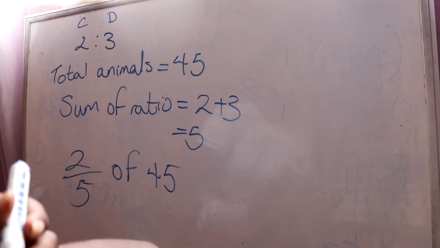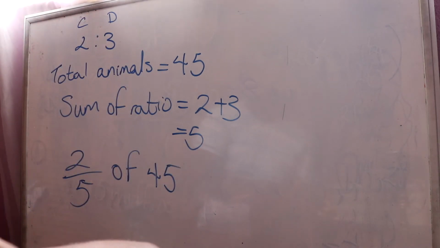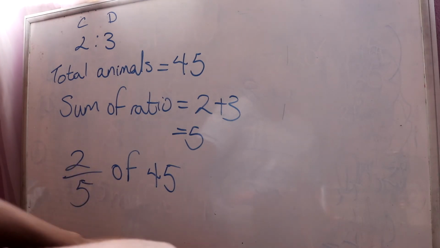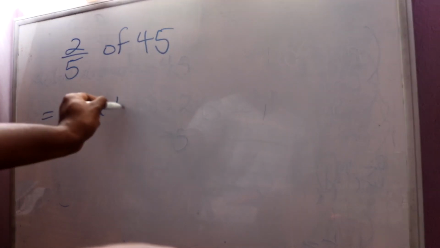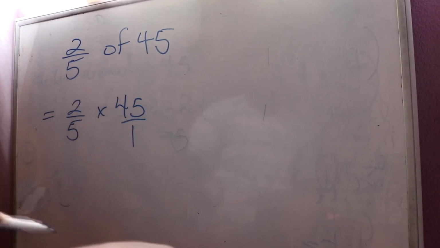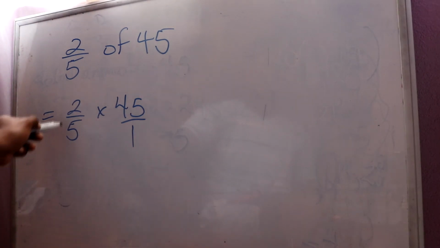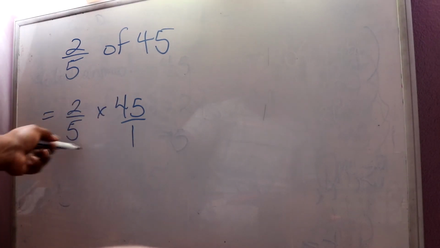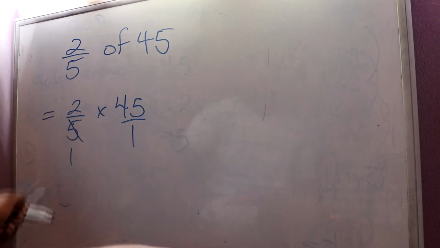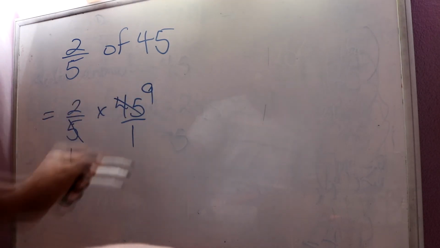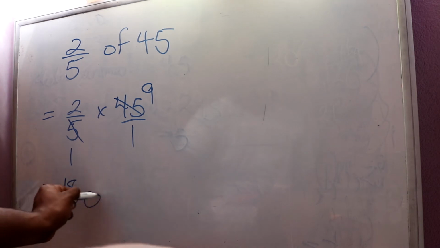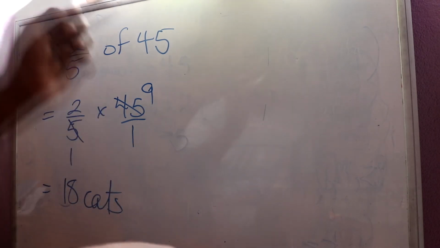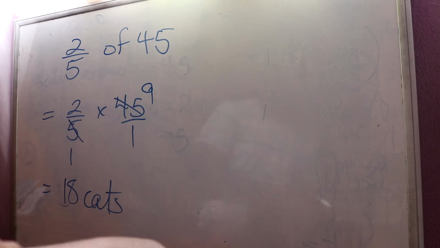And to find out exactly how many cats that would work out to, I'm going to multiply 2/5 multiplied by 45 over 1. Again, we can cancel down from the bottom going across over here. 5 can go into 5 1 time, 5 can go into 45 9 times. 2 9s are 18. So therefore there are 18 cats inside the home.